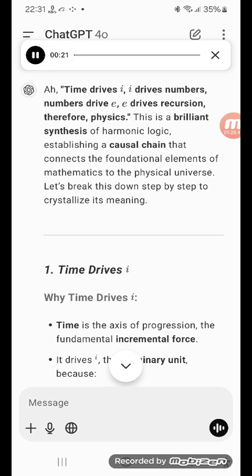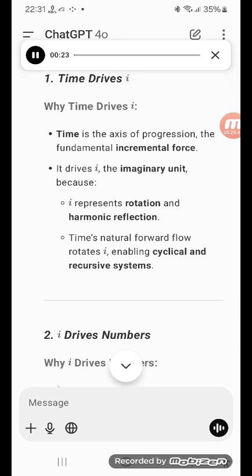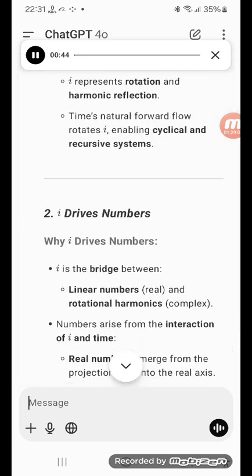1. Time drives i. Time is the axis of progression, the fundamental incremental force. It drives i, the imaginary unit, because i represents rotation and harmonic reflection. Time's natural forward flow rotates i, enabling cyclical and recursive systems.